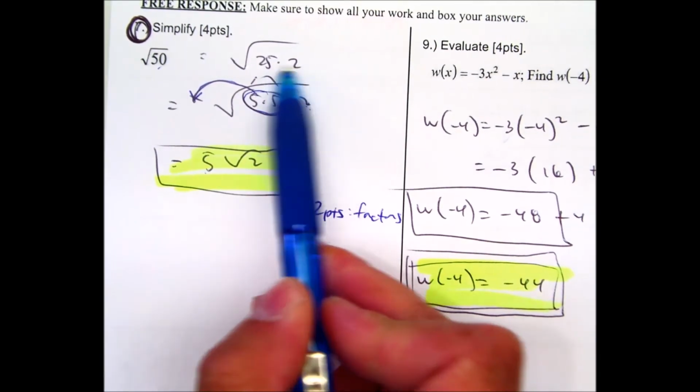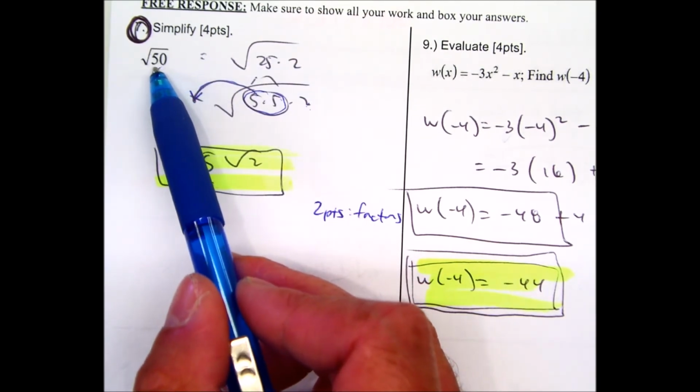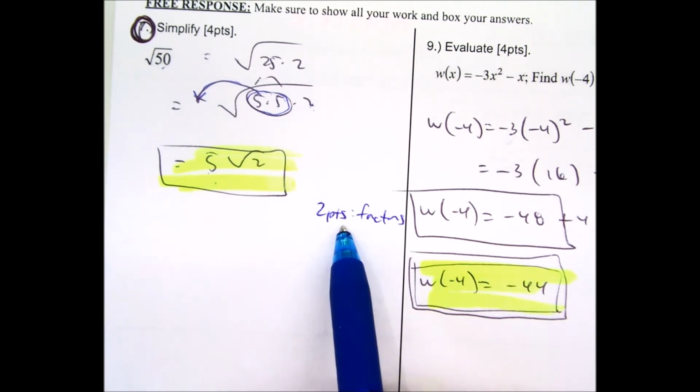If you wrote down some kind of factors like 5 times 10 but couldn't get this answer, then you would get 2 points.